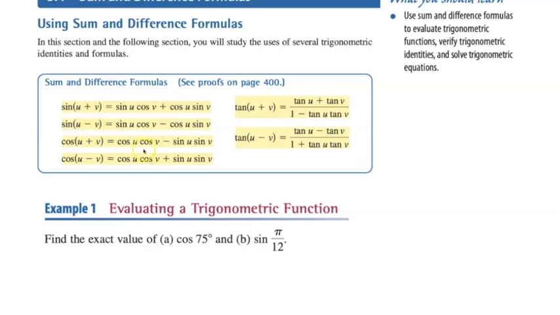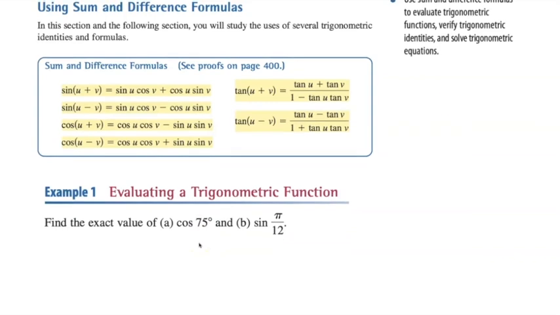What are these good for? They're good for finding in-between angles, like cosine 75. Normally, if I draw cosine 75, here's 75. That is not a triangle I know how to do. I don't know the sides for that triangle. But what we could do is find two angles we do know that when you add them together or you subtract them, you get 75.